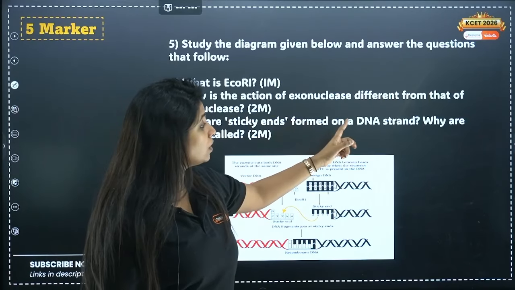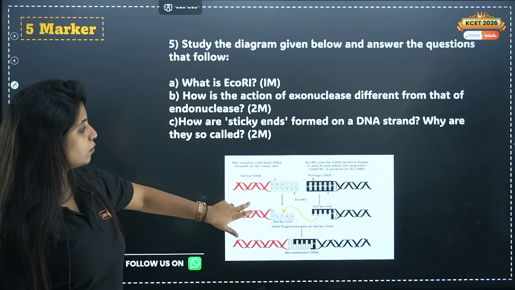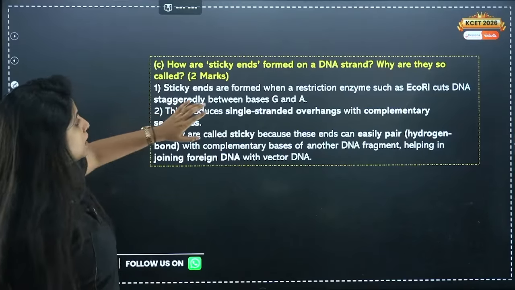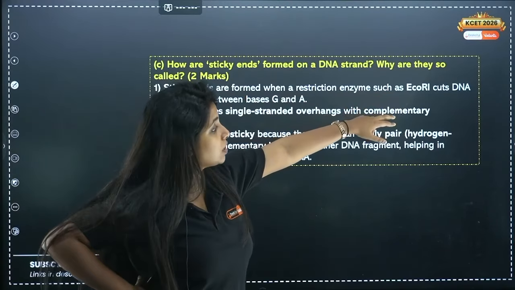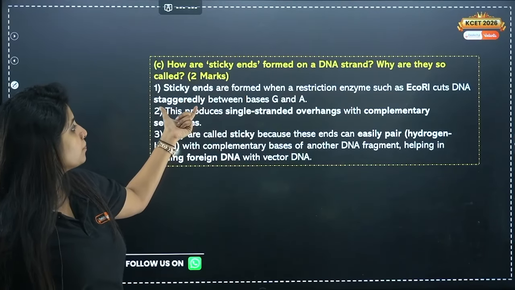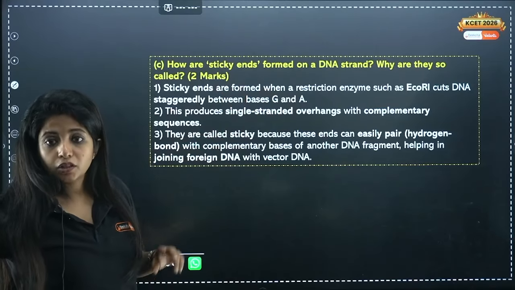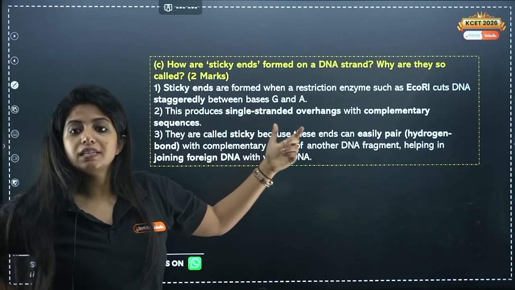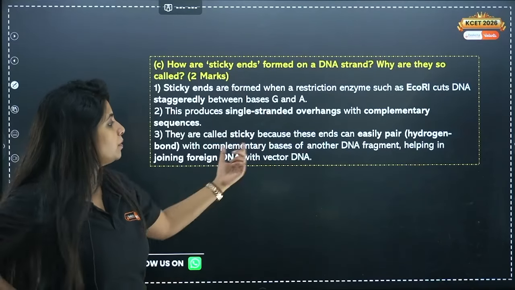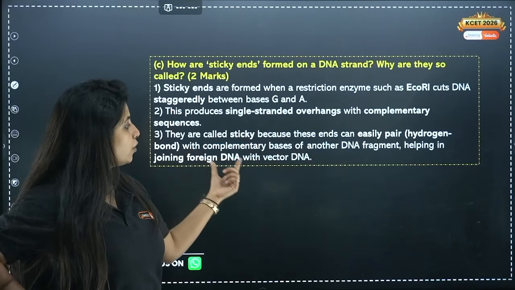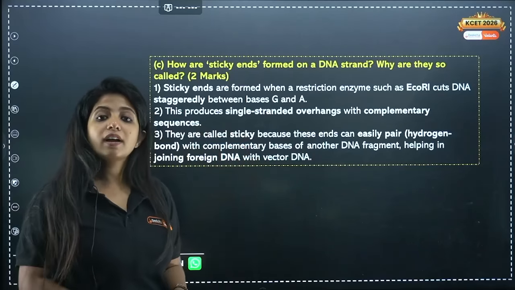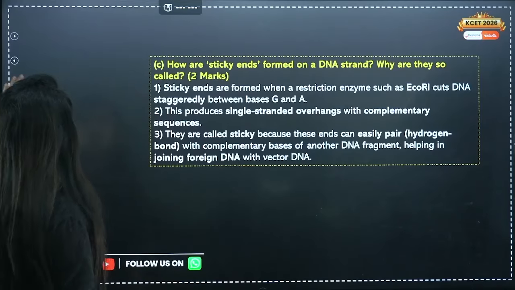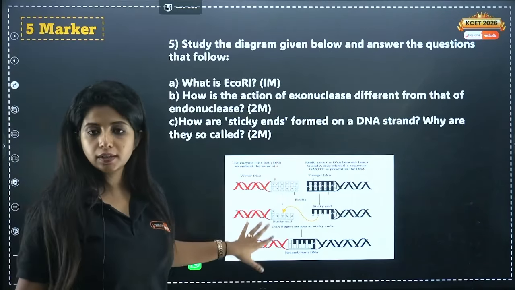Now there is one more question. How are sticky ends formed on DNA strands? Why are they called so? Sticky ends are formed when a restriction enzyme such as EcoRI cuts the DNA in a staggered manner, between bases G and A. This produces single-stranded overhangs with complementary sequence. They are called sticky because these ends can easily pair with the complementary bases of another DNA, helping in joining the foreign DNA with the vector DNA. Also mention that the vector DNA is also cut with the same enzyme. That is also important.